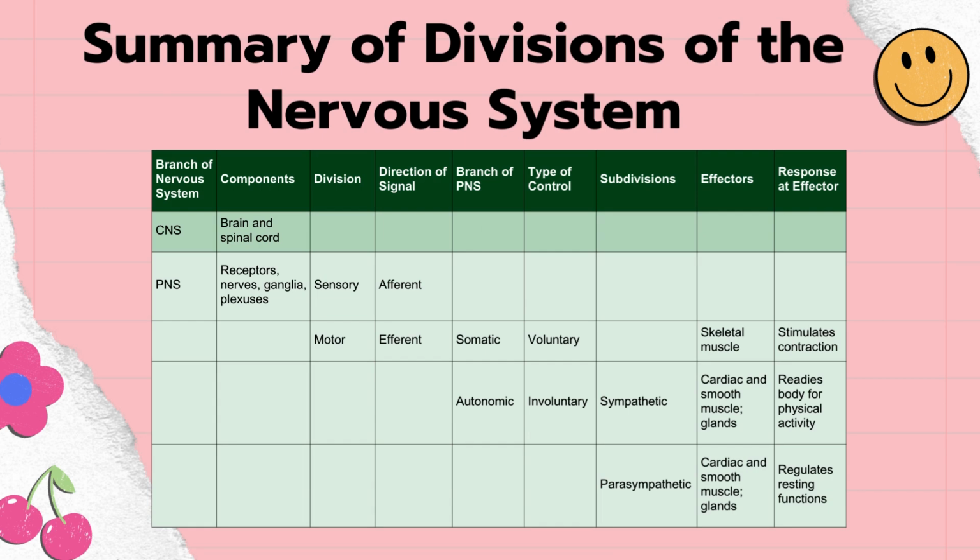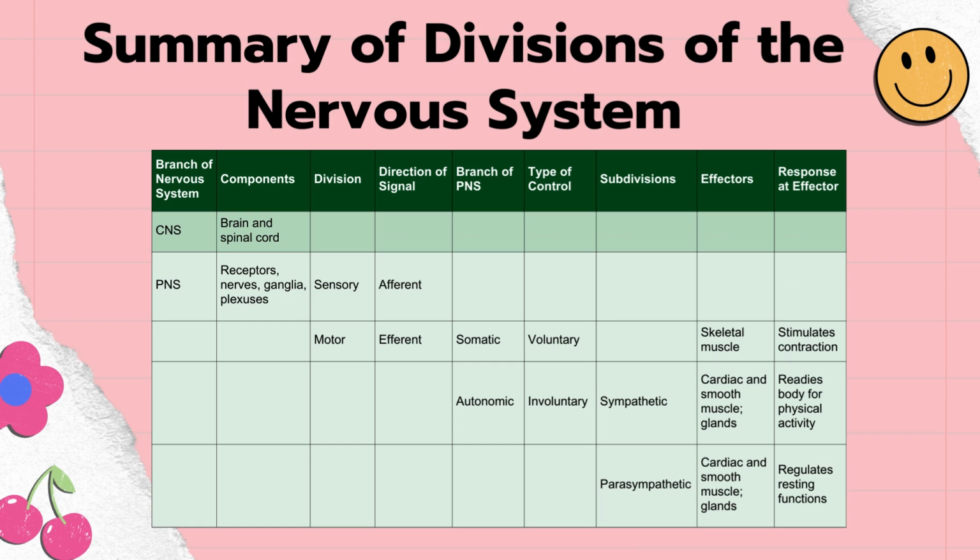This table is from your book, and it may be useful in your understanding of how the nervous system is divided. So starting from the leftmost side, we have the division of central versus peripheral nervous systems. Central nervous system is the brain and spinal cord. The peripheral are receptors, nerves, ganglion, plexuses. The peripheral nervous system is then subdivided into the sensory or afferent division and the motor or efferent division.